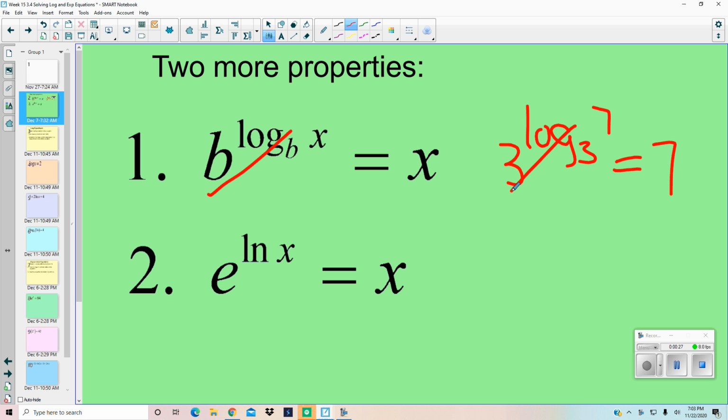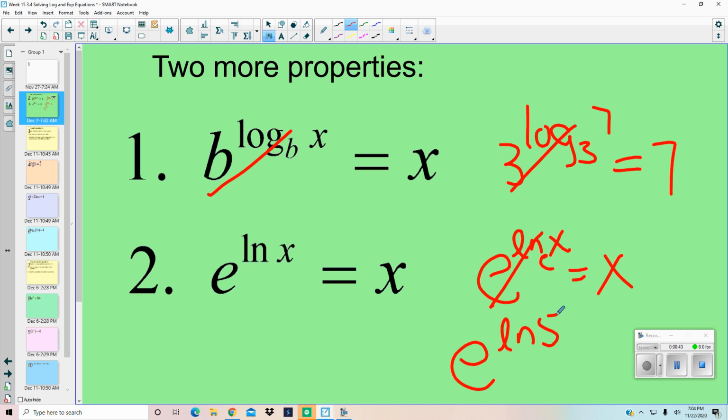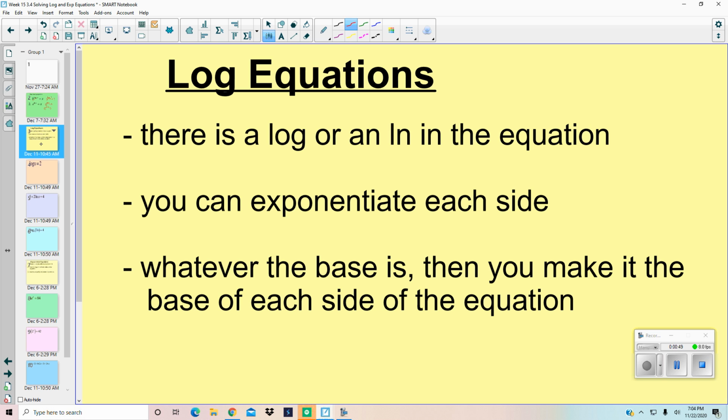part would be canceled. Likewise, if I have e to the natural log of x, because any natural log is base e is implied to be there, then that cancels out and you just get x. And so if I have e to the natural log of 5, that would just equal 5. And we're going to use that fact to solve equations using logarithms and exponents.